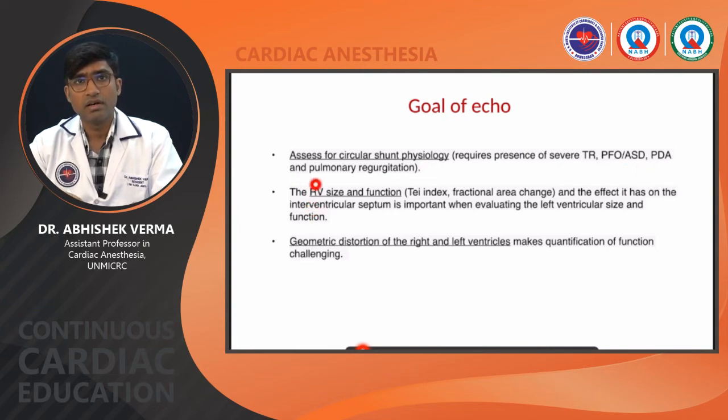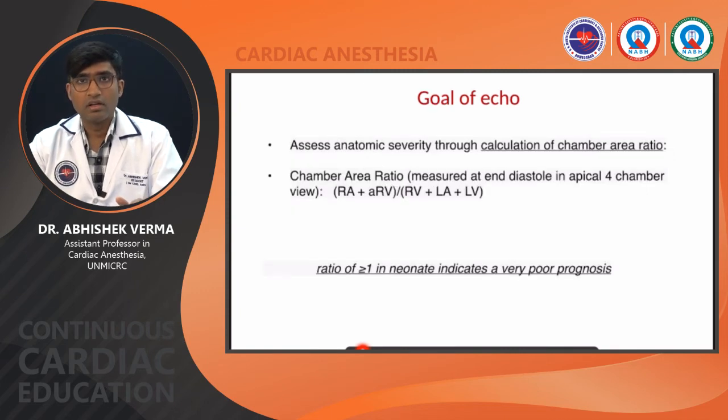We also see the RV function and size via the Tei index or the fractional area change. And we also see whether there is geometric distortion of the right and the left ventricle, because geometric distortion makes the quantification of the function of the right and the left ventricle challenging.